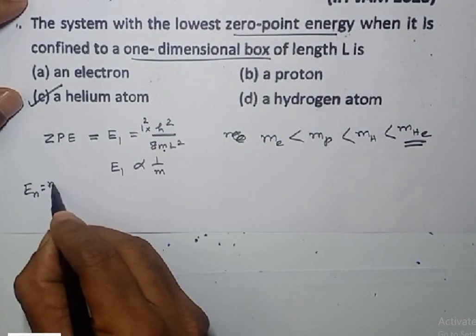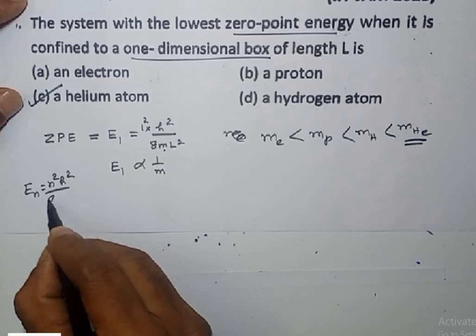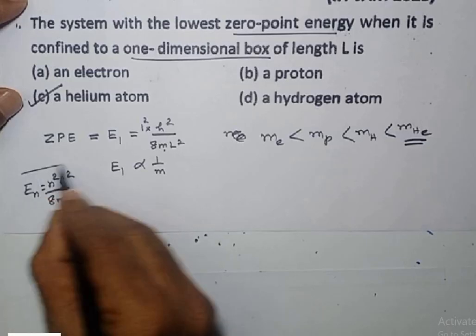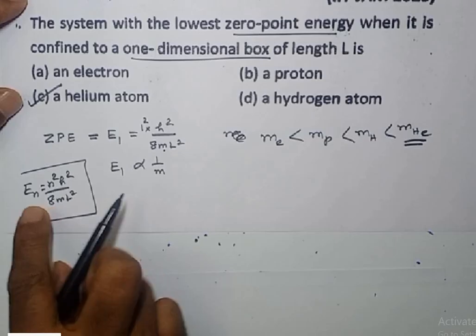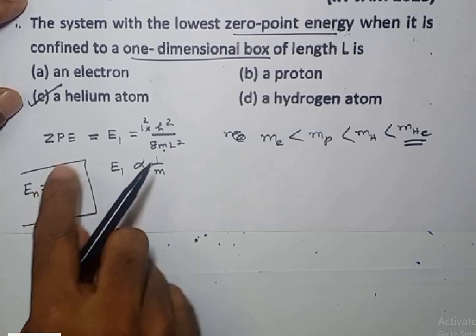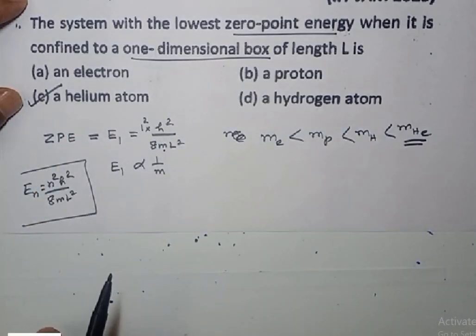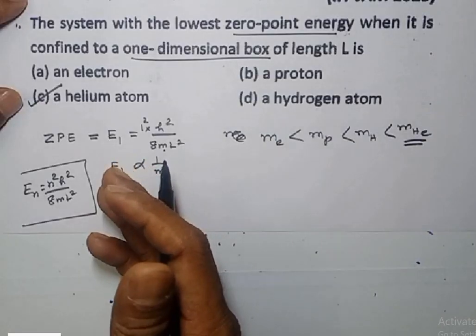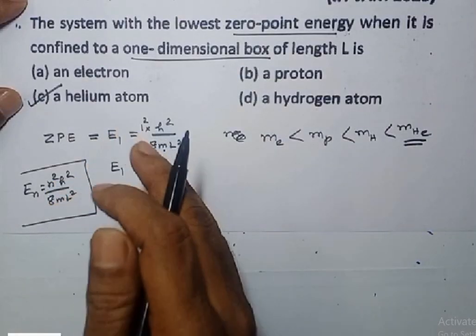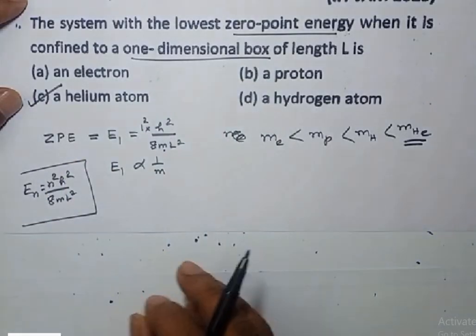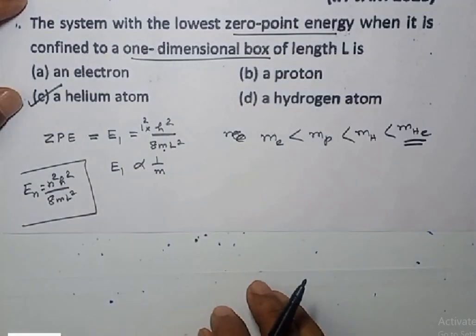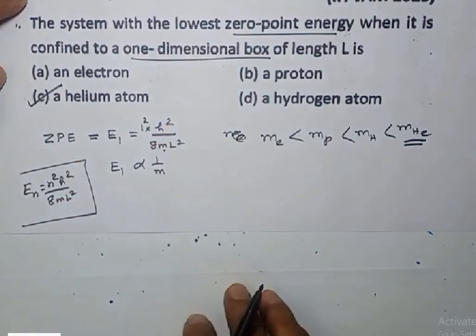En equals n squared h squared by 8mL squared. This is the general formula for energy. If we put n equal to 1, we will get the zero point energy. What is zero point energy? It is the lowest possible energy in quantum mechanics. So the correct option for this question is option C.